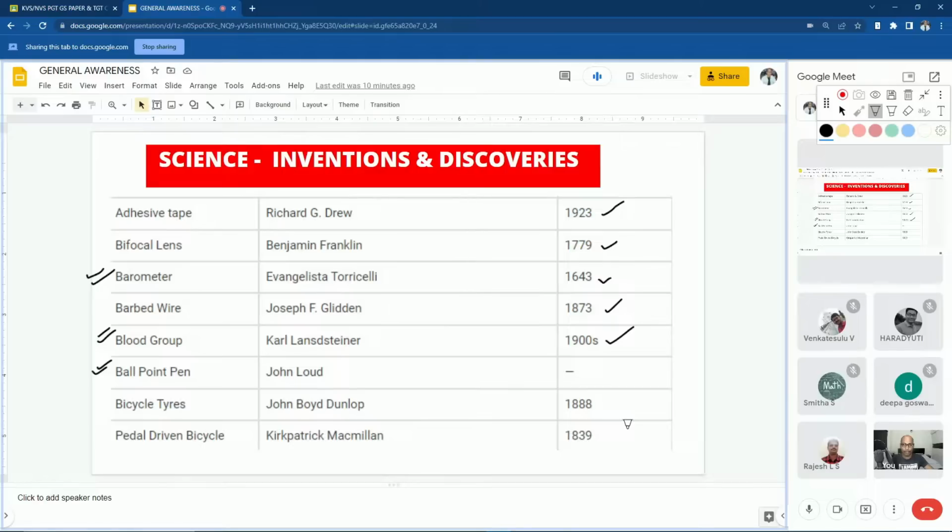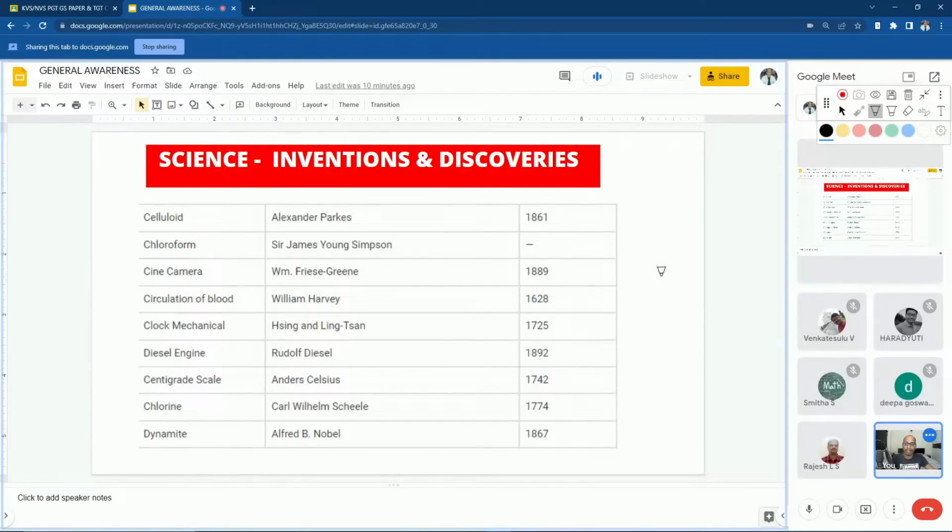Sorry, sir, 1839. So here I have come across barometer, blood group and ballpoint pen questions in competitive examinations. So let us go to the next slide. Venkatesh sir.